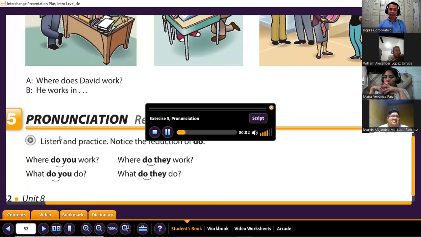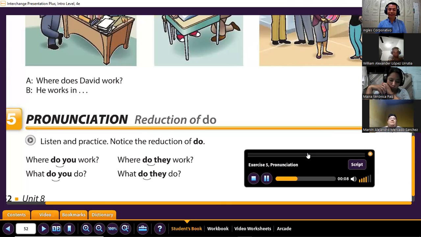Page 52, exercise 5, pronunciation. Reduction of do. Listen and practice. Notice the reduction of do. Where do you work? What do you do? Where do they work? What do they do? Okay, notice this is reduction. Do you? Do you? Where do you work? What do you do? Where do they work? What do they do? So you make the reduction, right?